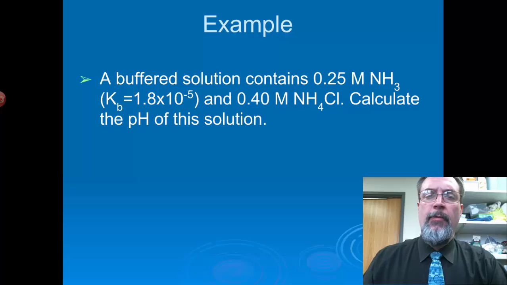So here's an example. We have a buffered solution. It contains 0.25 molar ammonia, which the Kb value is there. You can do this with bases too. It's treated the same way. And it's 0.40 molar in ammonium chloride. Calculate the pH of that solution.